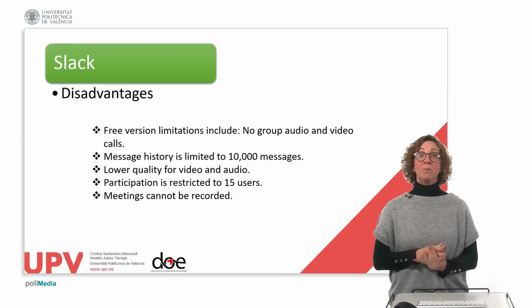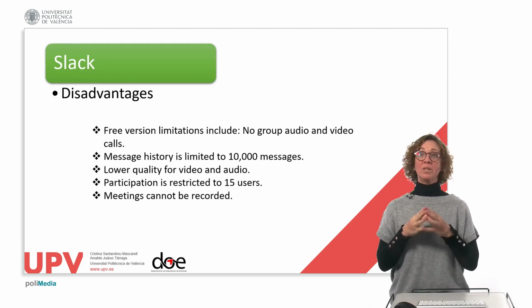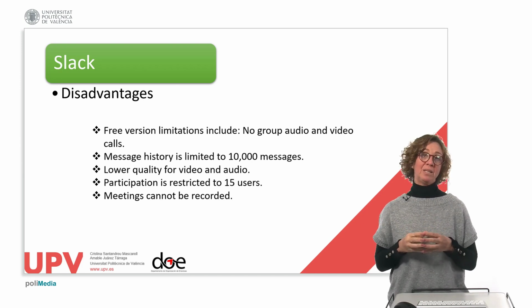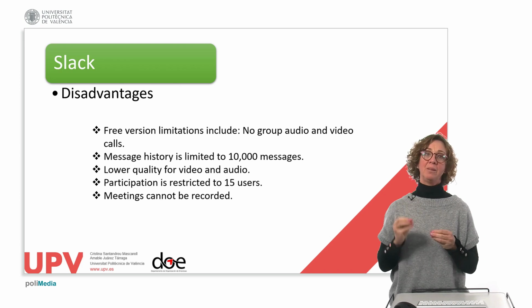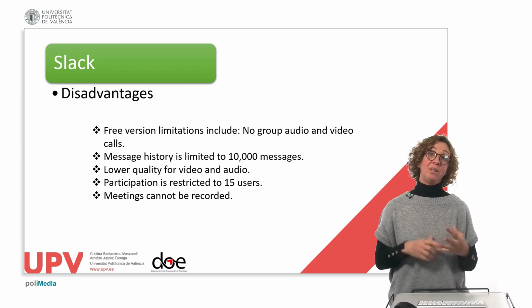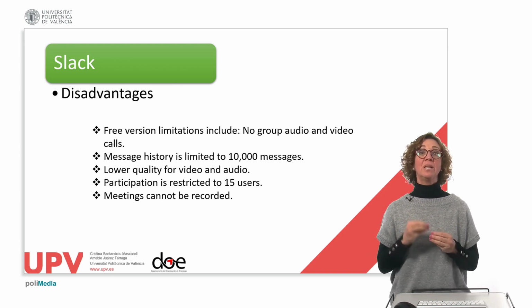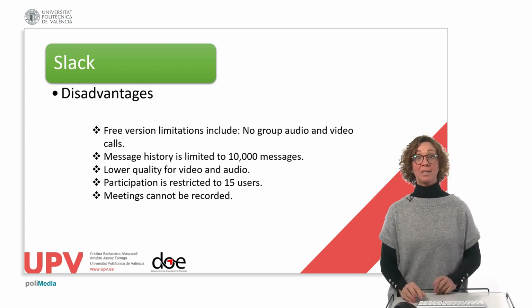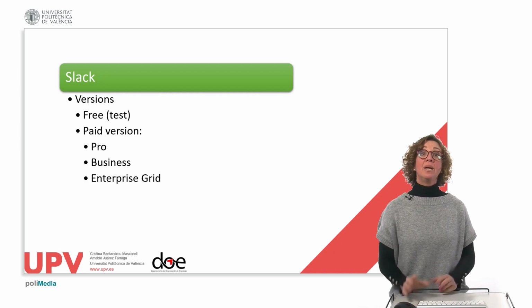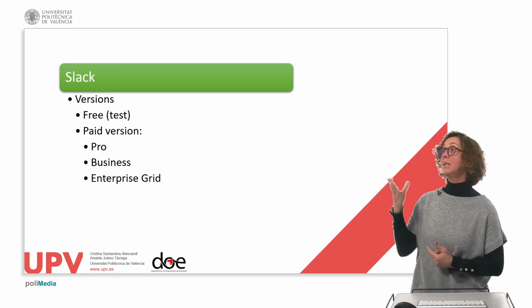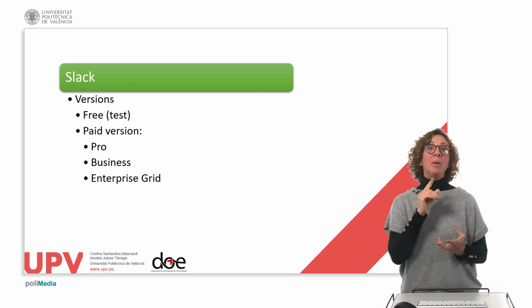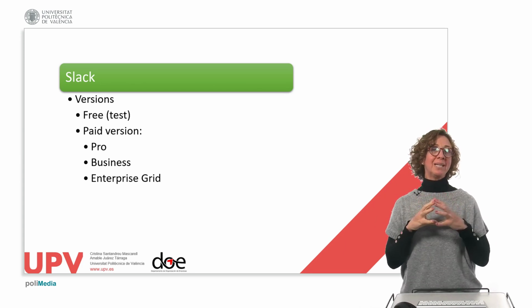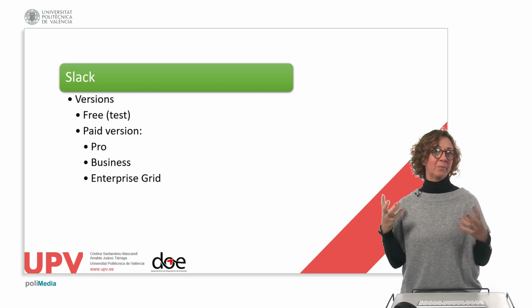Among the drawbacks, we find that in the free version, there is no possibility of making group audio and video calls. In addition, in this version, the message history is limited. The quality of the video and audio are lower and it only allows the participation of 15 users in conferences, and it cannot record meetings. The versions that we can find, as we are seeing so far, are free and paid, but the free version is just a business plan that serves to prove what is Slack.